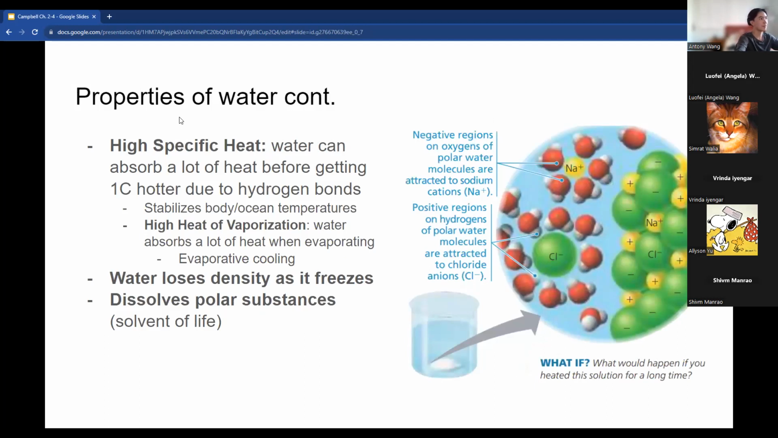Other properties of water. Water has a high specific heat. What is specific heat? The strict definition is the amount of energy needed to raise 1 gram of a substance by 1 degree Celsius.